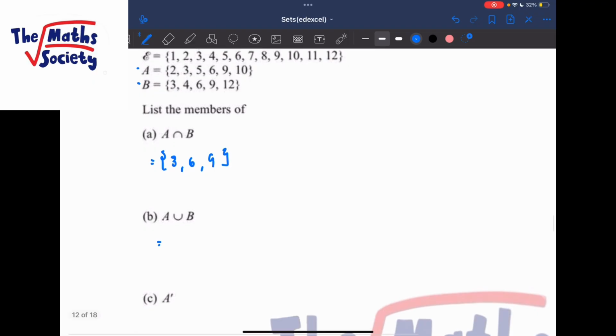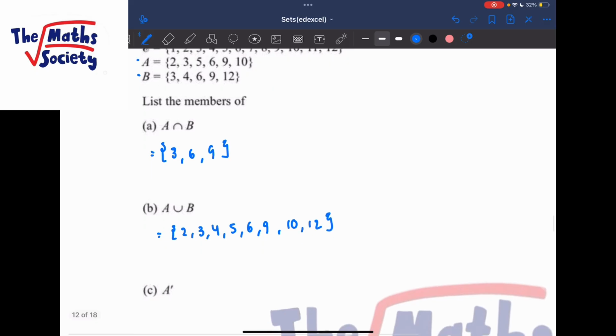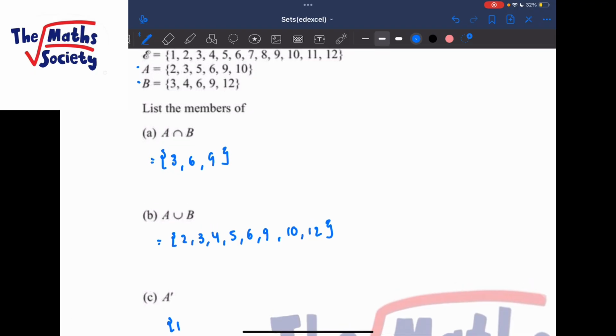So you've got to write everything for A union B. So that's 2, 3, 4, 5, 6, 9, 10, 12. Say A prime, so that is not in A. It's just going to be not in the universal set, but not in A. So that's 1, 4, 7, 8, 11, 12.